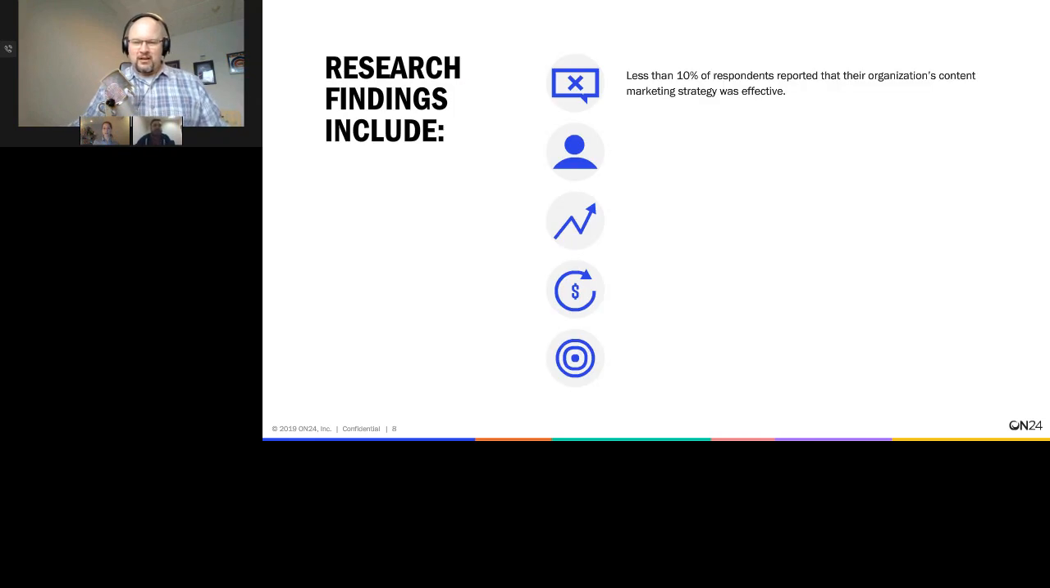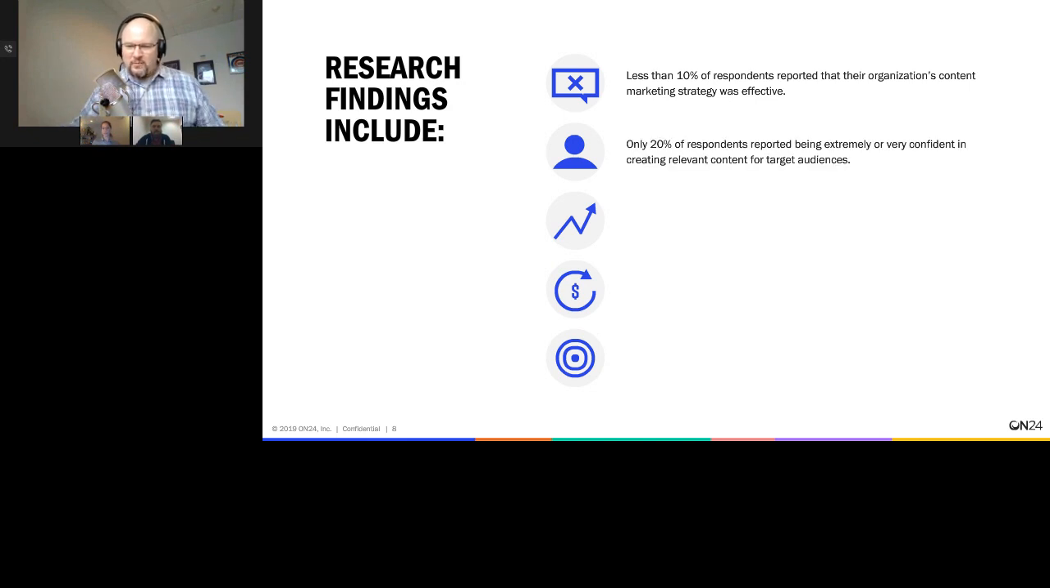So some highlights from the research that we did, we found that less than 10% of respondents reported that their organization's content marketing was effective. That was down from what we saw before. I'll walk through that in a minute. 20% of respondents said that they were extremely or very confident in their content creating meaningful messages and relevant content for their target audience. I thought this was really interesting as we've seen a diversification of content tied to different personas and different members of the buying committee. It's no longer good enough just to have a piece of content for a stage of the buying journey. So we've seen a little bit of downward trend there.